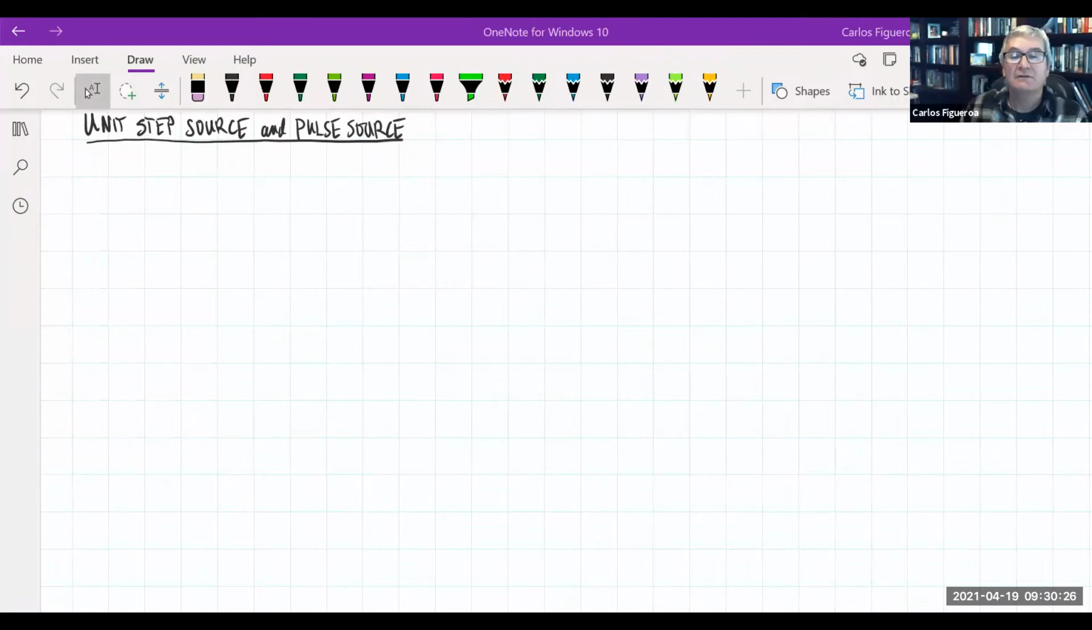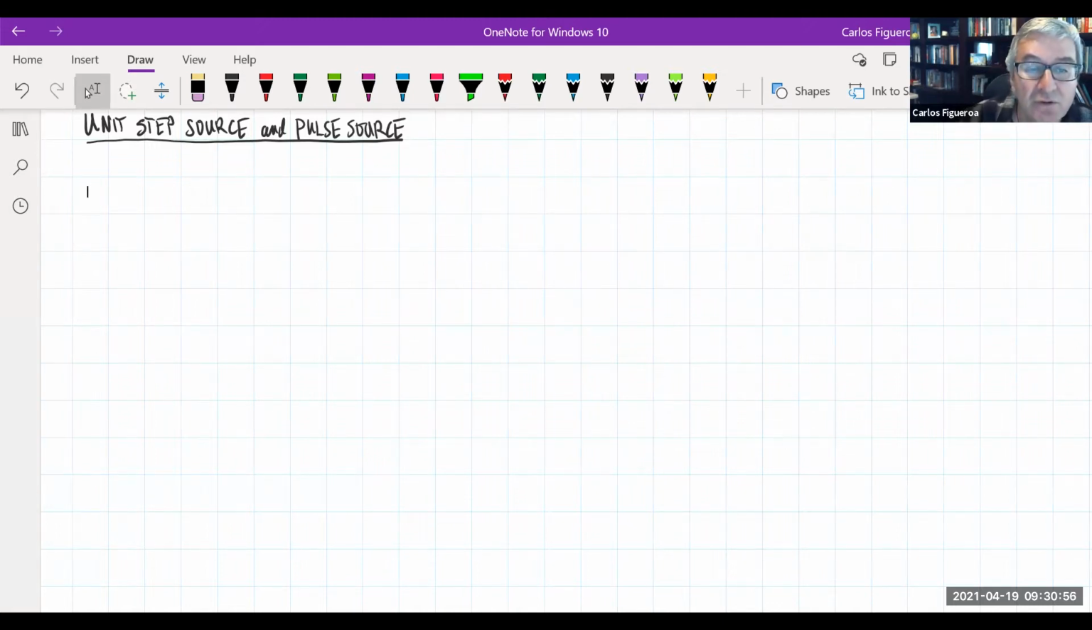Here we go. What I want to do here is first start off with switches, just to make sure that we don't have to be dealing with switches anymore. What we want to be dealing with is unit sources, which makes it nicer. So we're going to start with the unit step source and a pulse source. These sources, even though they're time dependent, we treat them as constants.